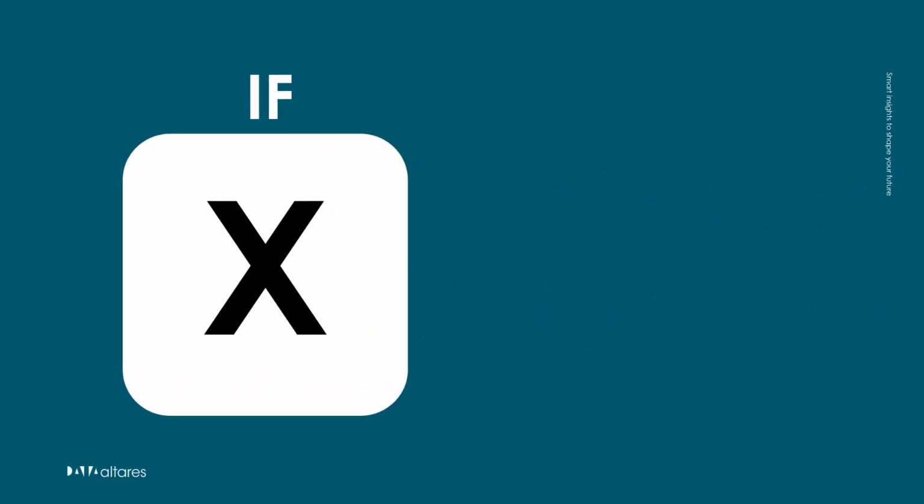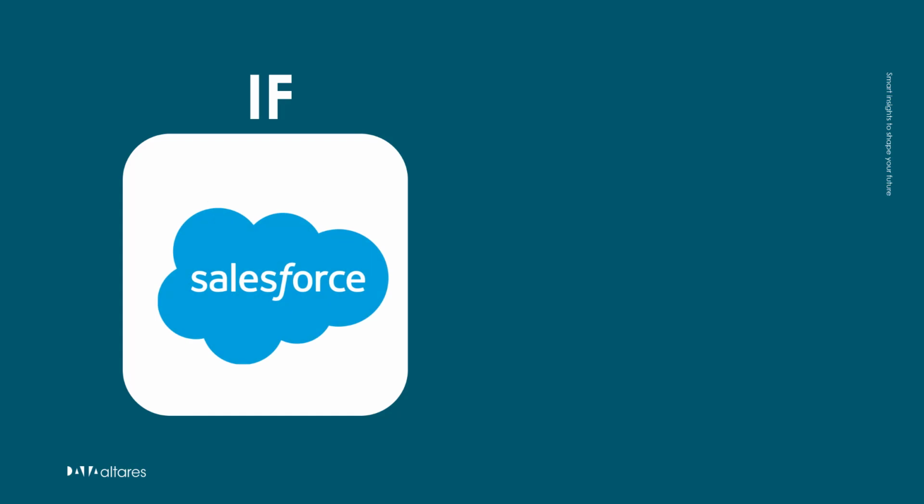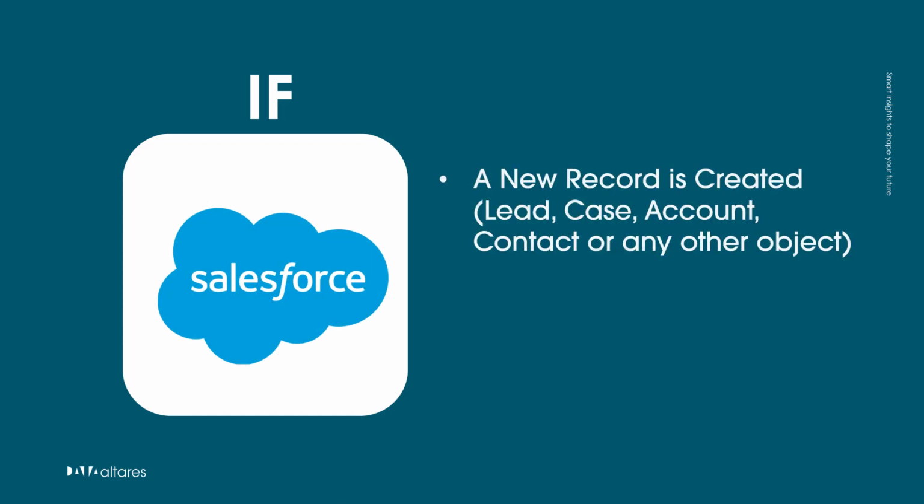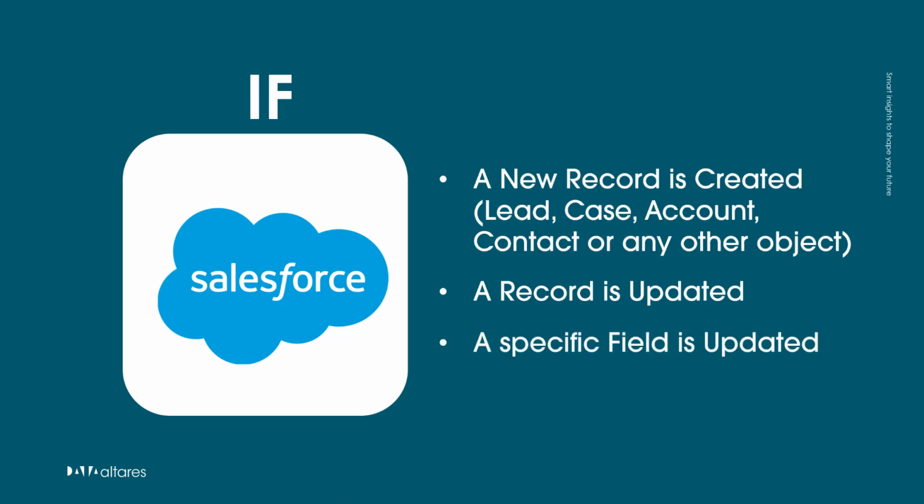So, when does Zapier jump into action? It all starts with a trigger, in this case, something happening in Salesforce. For example, when a new record is created. This could be a new lead, case, account, or contact, or when an existing record is updated. Maybe a deal moves to the final stage, for example, closed or won, or even when a specific field on any object is changed. Zapier detects these changes in real time, and it kicks off an automated workflow, so you don't have to do it manually.